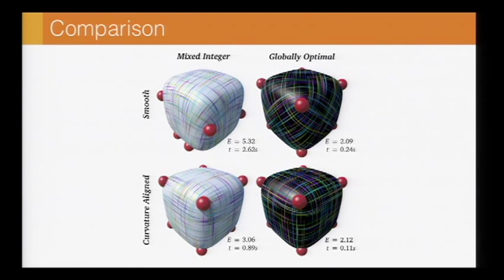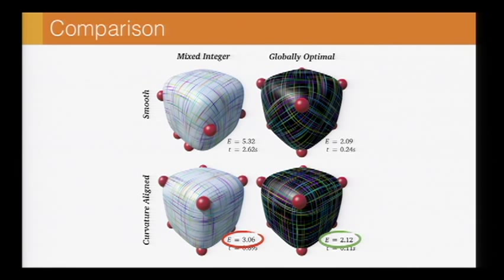Here's another example, a simple example of a smoothed cube, and you can see again this mixed integer formulation fails to put the singularities on the vertices, whereas this globally optimal solution finds those natural geometric places. If we then ask both algorithms in this bottom row to align with principal curvatures, you get what you expect, but if you look closely, the energy of this globally optimal solution is still a bit smaller.